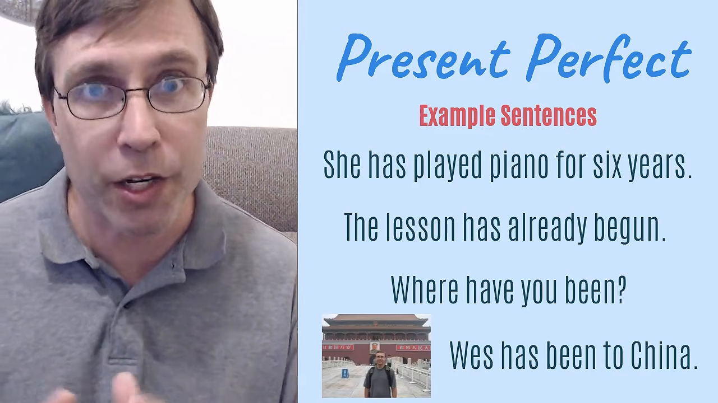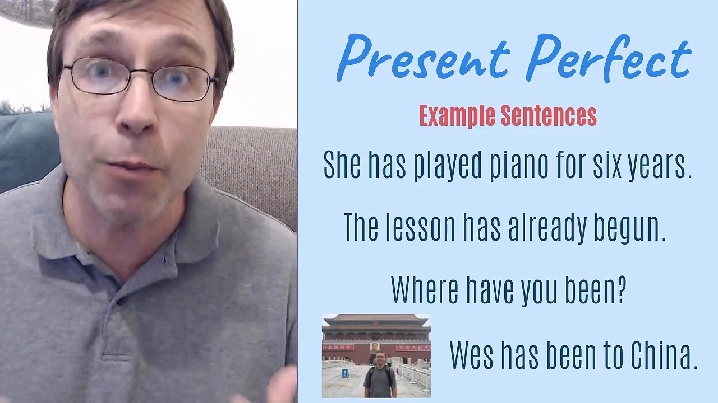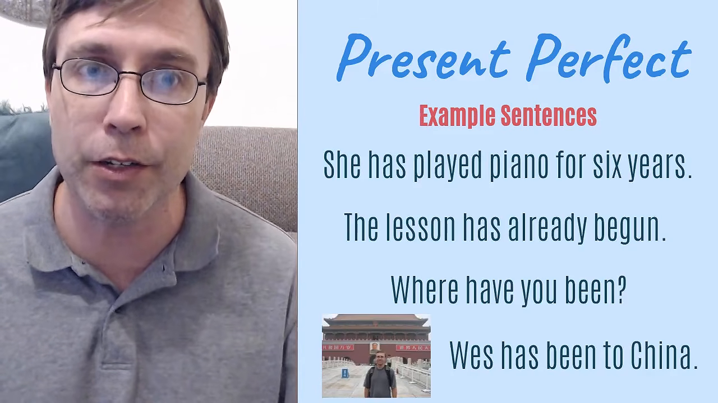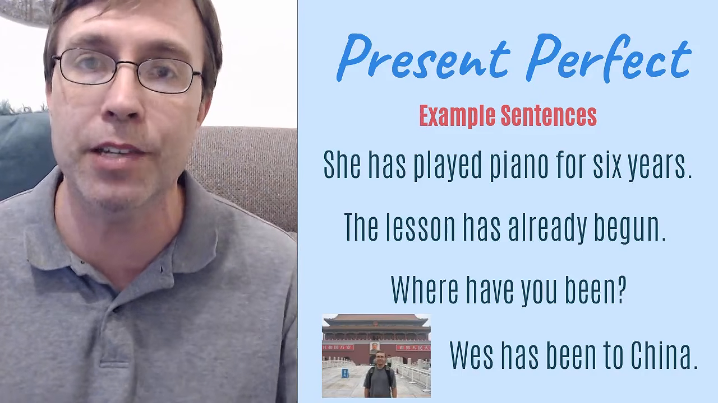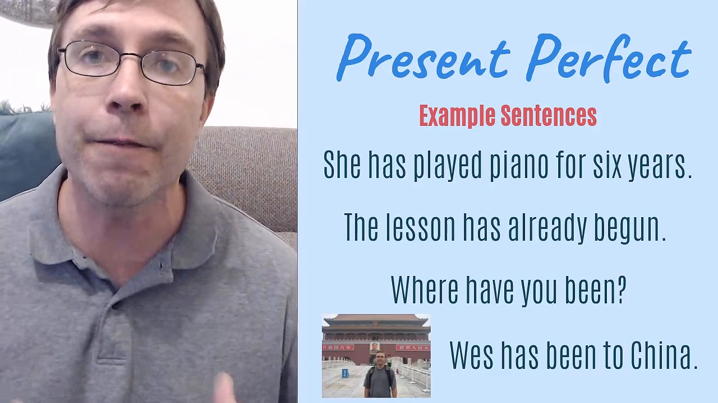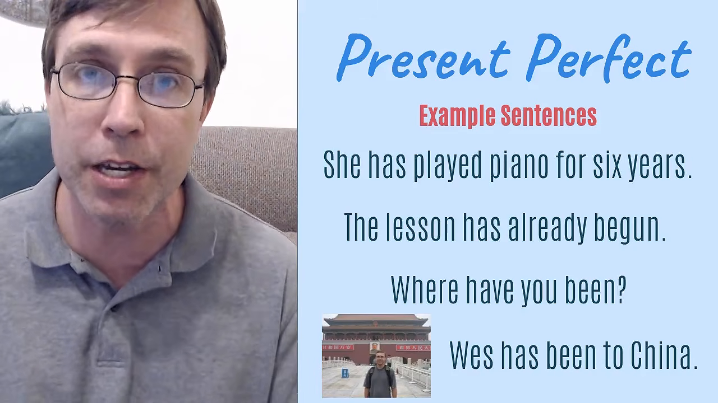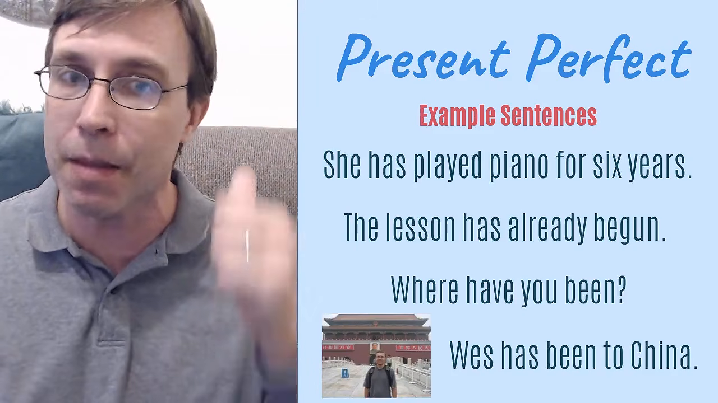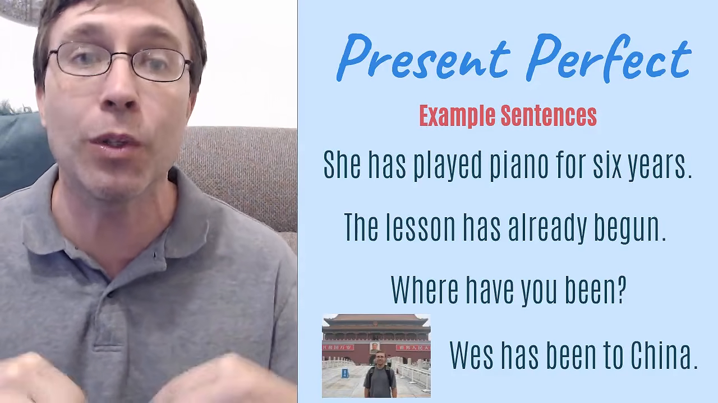And I told you when you see "for" and it's talking about a period of time, often we use that with the present perfect. So you might be thinking, well, why did you use the past simple then and not the present perfect? Well, one difference is that if I say Wes lived in South Korea for 3 years, it means it happened in the past.